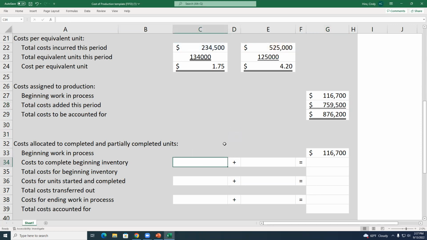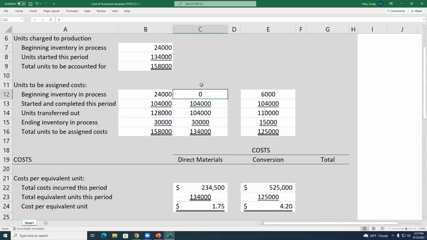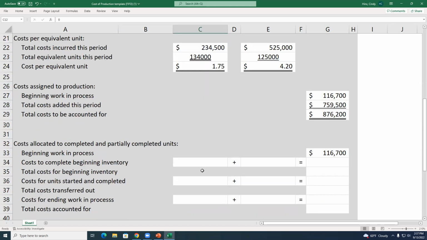So for this beginning inventory, we started it in the previous month. We started in November. We didn't add any direct materials. How do I know that? Because I have a 0 right here in step 2. How many units of direct materials did we add? None. So we added 0 costs for direct materials.